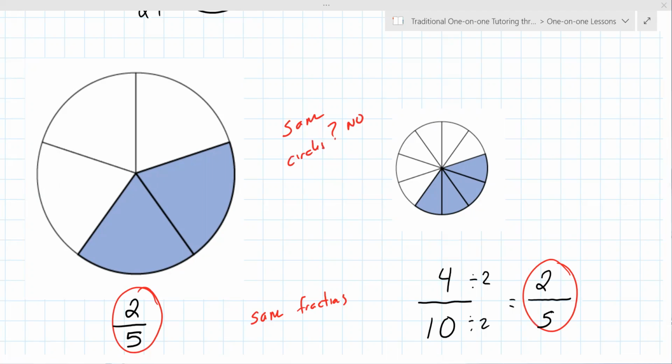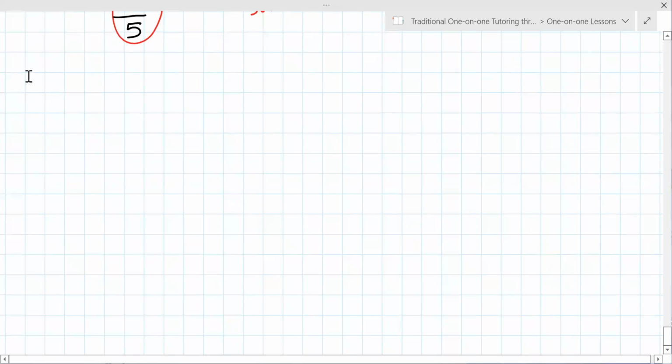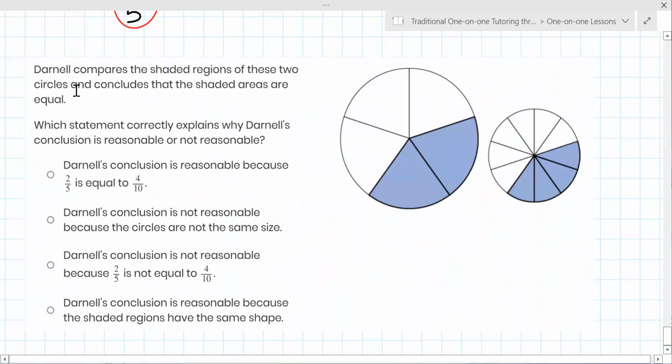Okay, so let's look at the full question now. See if we can get the right answer. It looks kind of overwhelming at first, but you already know how to answer this. You just have to put it all together and choose the correct answer. I'll read it out loud. You go ahead and listen. Darnell compares the shaded regions of these two circles and concludes that the shaded areas are equal. Which statement correctly explains why Darnell's conclusion is reasonable or not reasonable? Basically, why is he right or why is he wrong?